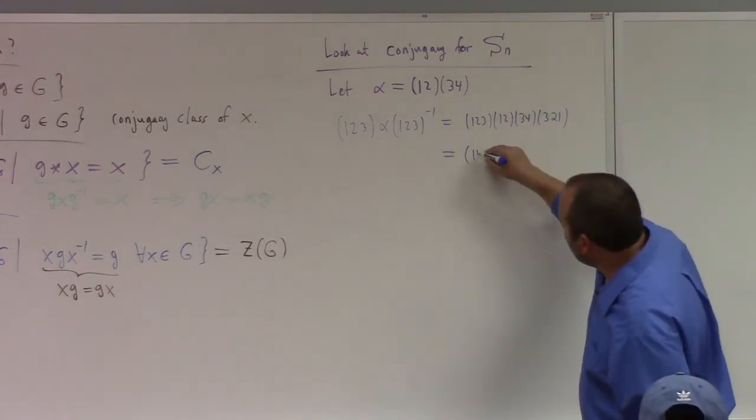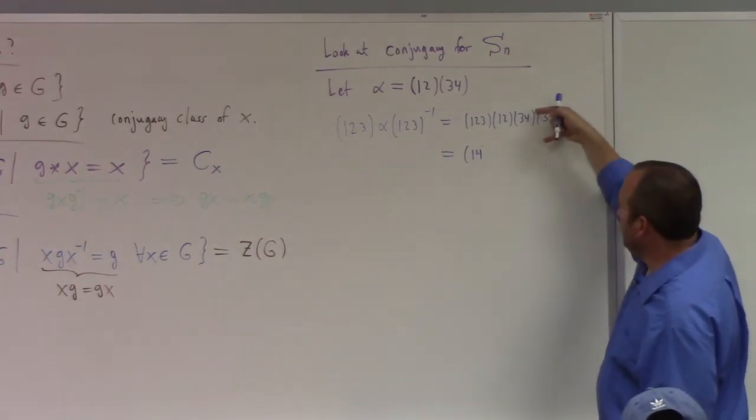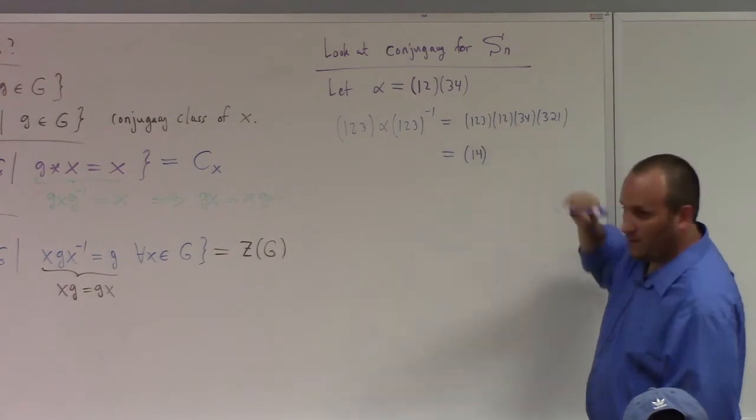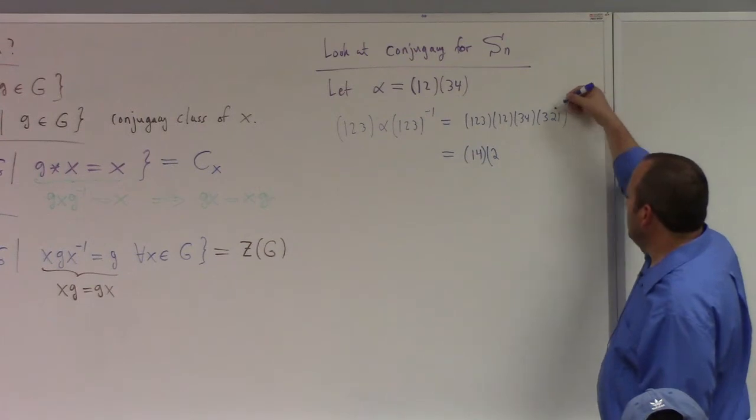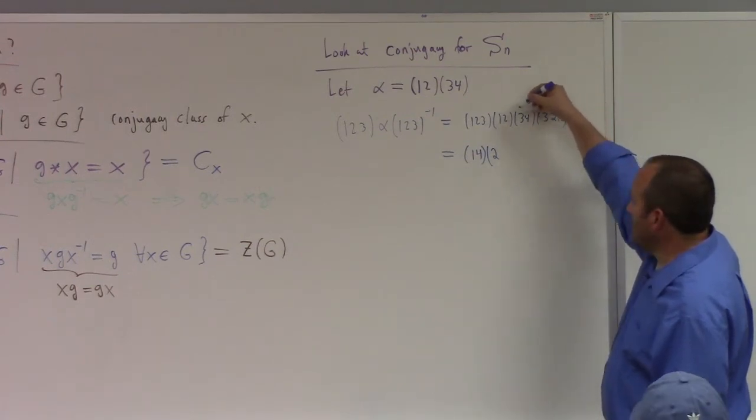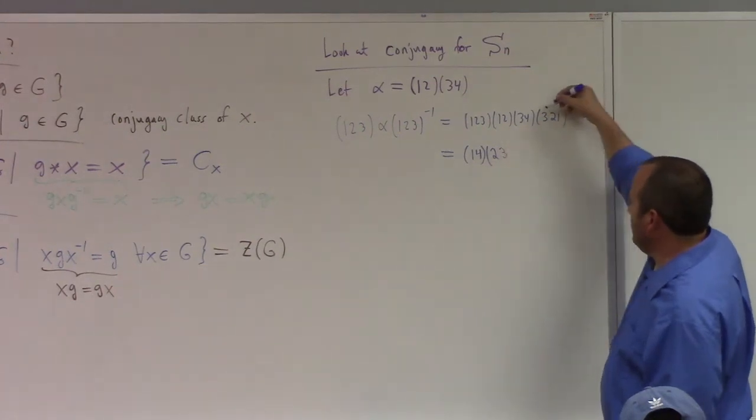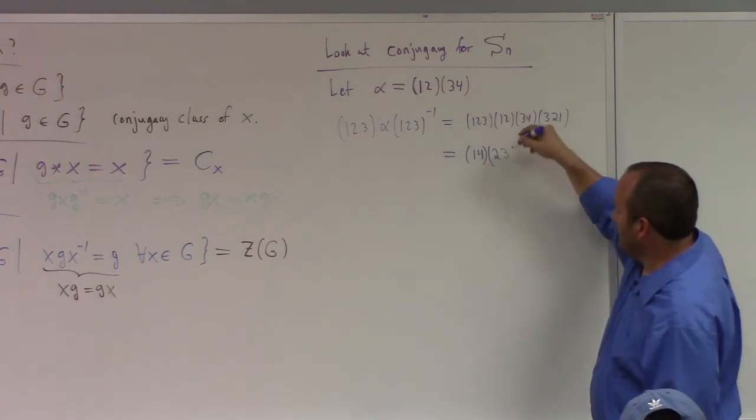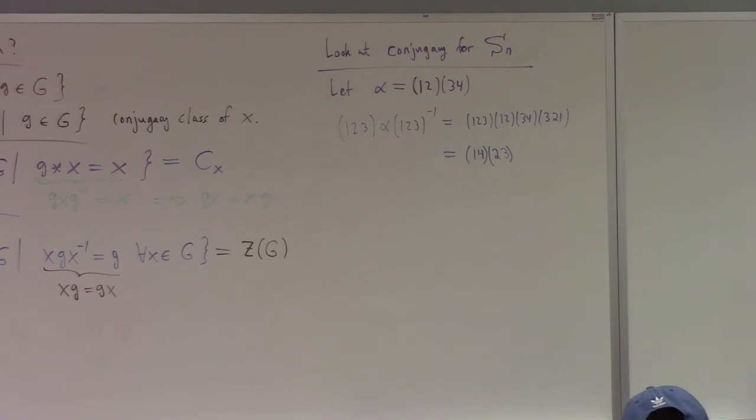Apparently 1 goes to 4, right? Look at 4, where's 4 go? 4 goes to 3, 3 goes to 1 again. Oh, close the cycle. So (1 4), and pick up at 2. 2 goes to 1, 1 goes to 2, 2 goes to 3. Look at 3, 3 goes to 2, 2 goes to 1, 1 goes to, oh, close the cycle. So there you go. When we conjugate alpha by the (1 2 3) cycle, we get back (1 4)(2 3).